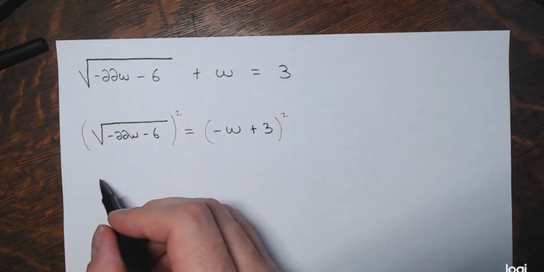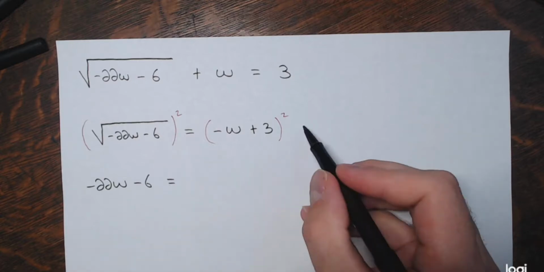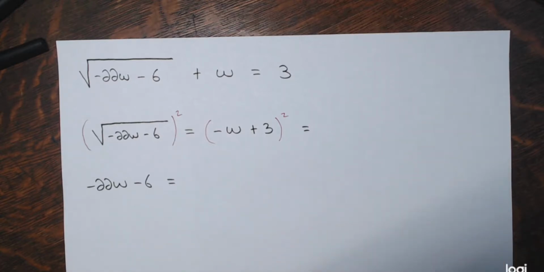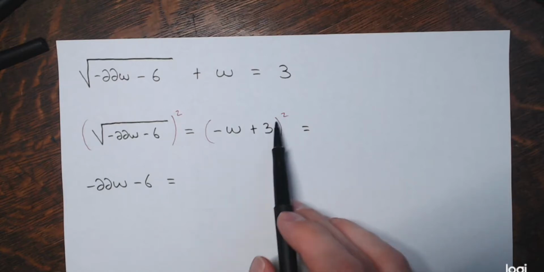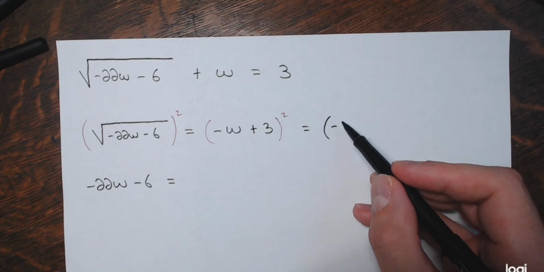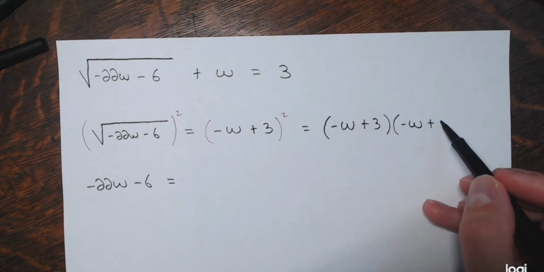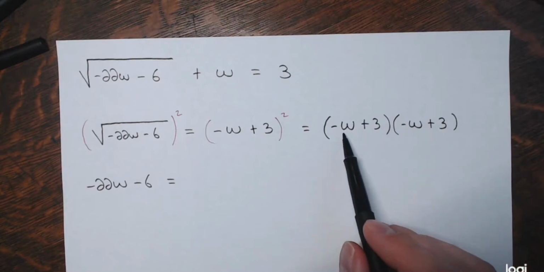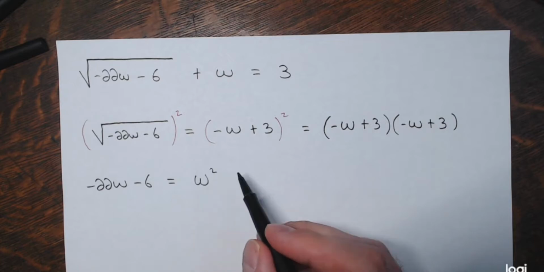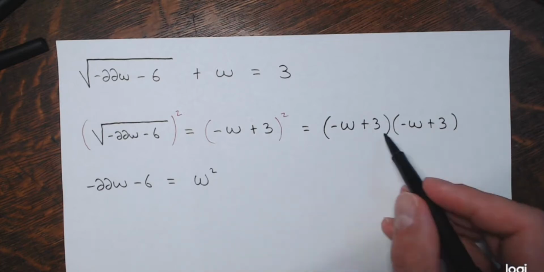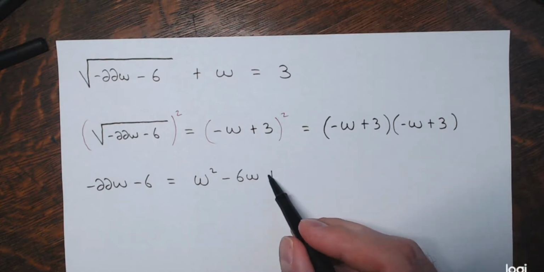So the left side becomes negative 22w minus 6, and the right side, as I did in an earlier problem, has multiple terms, so you're not just squaring each term. You're taking that entire side and squaring it, multiplying it by itself. Now distributing the negative w and then distributing the 3, I'd get w squared, then minus 3w, so minus 6w, and then plus 9.